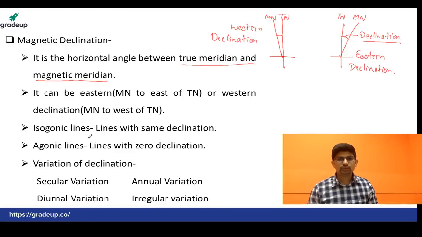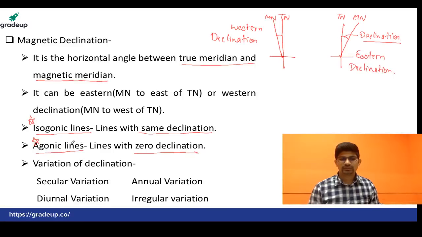Now there are two types of lines concerned with declination: isogonic and agonic. These two are very important from the examination point of view. Isogonic is a line with the same declination. If two lines have the same degree of declination, then those are isogonic to each other. Lines with zero declination, where the true north and magnetic north of a line coincide, are known as agonic lines. Remember these two lines. Also, with respect to dip, which we will discuss later in today's lecture, two lines are considered: isoclinic and aclinic. So these four lines are to be remembered by heart, without any confusion.